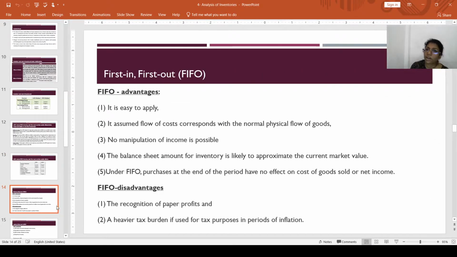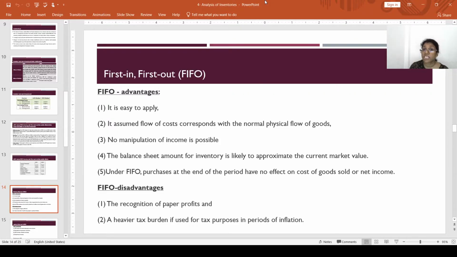So now let's see what are the advantages of having this FIFO method and what are the disadvantages. The advantage is it's really easy to apply. It assumes the flow of cost corresponds with the normal physical flow of goods. No manipulation of income is possible under the FIFO method. The SFP amount of the inventory is likely to approximately reflect the current market price. Under the FIFO method, the purchases at the end of the period have no effect on the cost of goods sold or the net income.